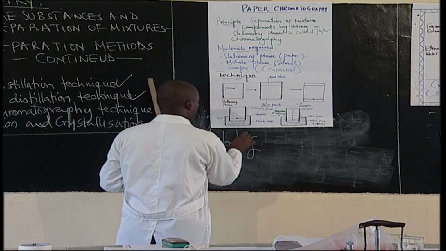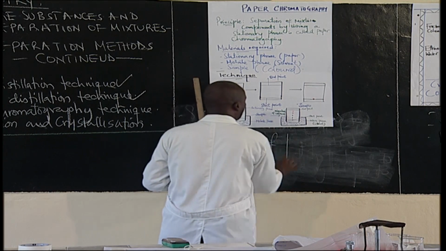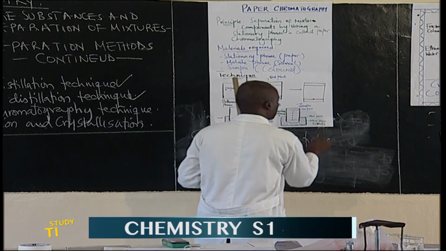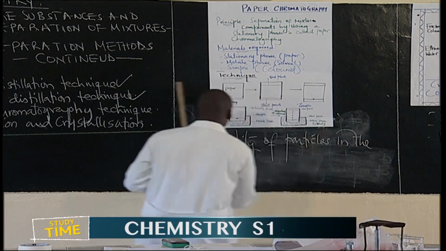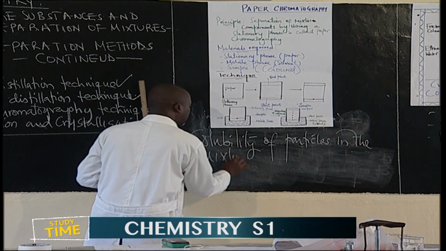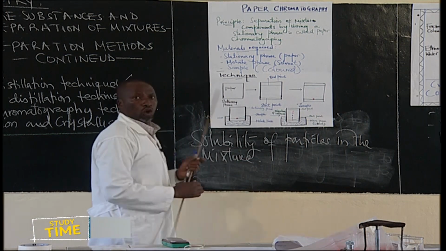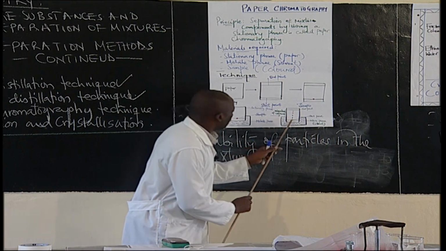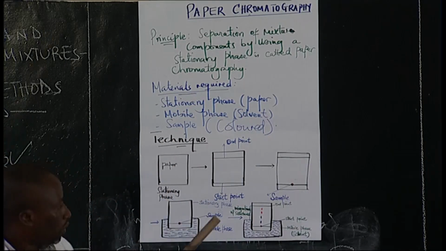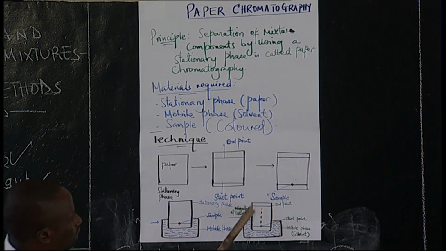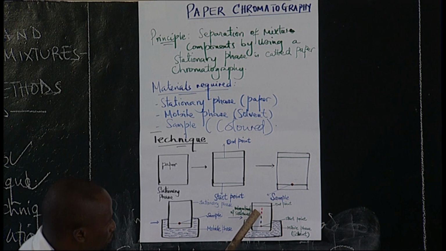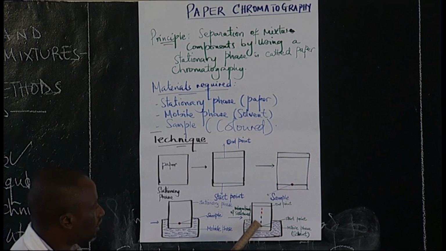Solubility of particles in the mixture. That is the physical property it depends on. The solubility. So those ones which are very soluble, this one looks like orange. This is somehow red pink, and this is black, this is brown.